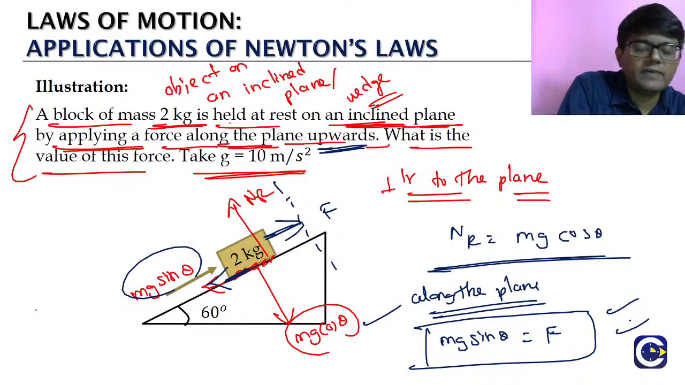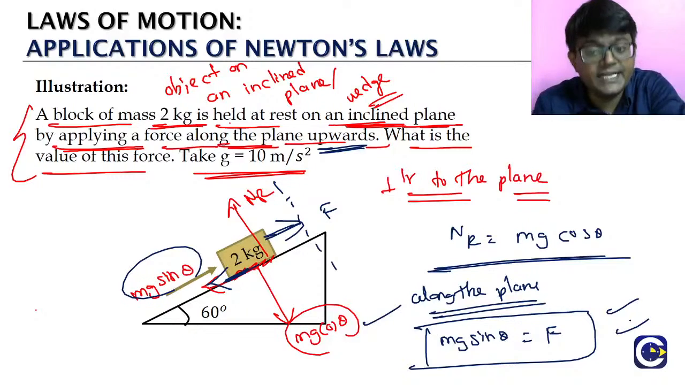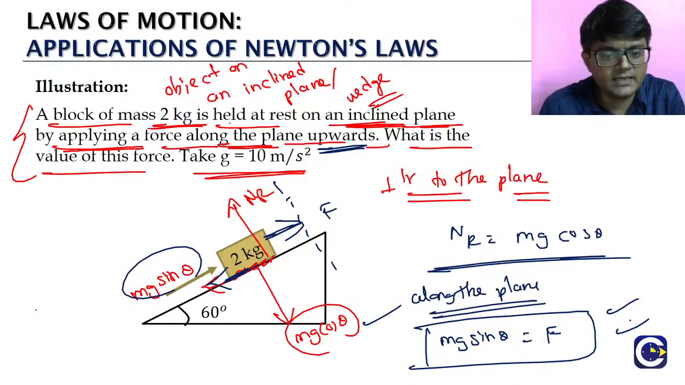So this is our answer. What is the answer? It will be mg sin theta. But we didn't substitute the values. Why? Because this can be taken like a general problem also.